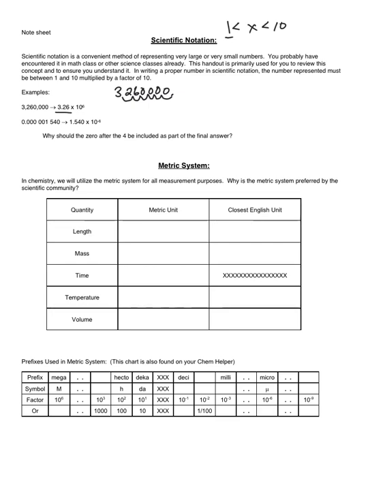So now instead of being 3,260,000 with the decimal point at the end, we have the decimal point between the 3 and the 2. So it's 3.26. Because we moved the decimal point 6 times to the left, that'd be 10 to the 6. So in scientific notation, it's 3.26 times 10 to the 6th.